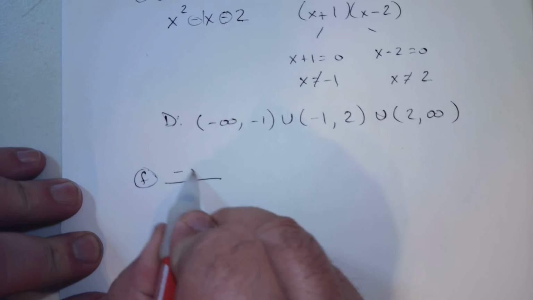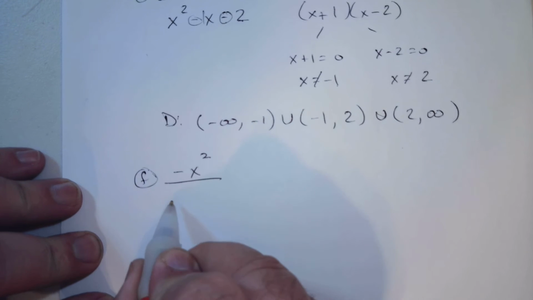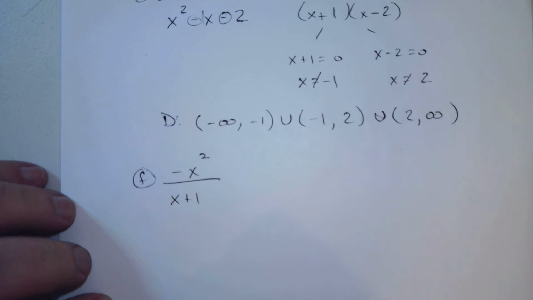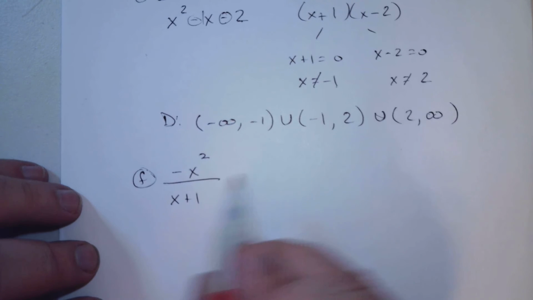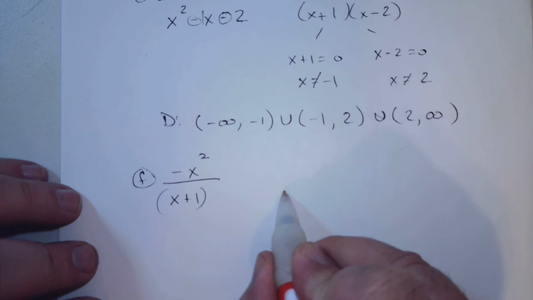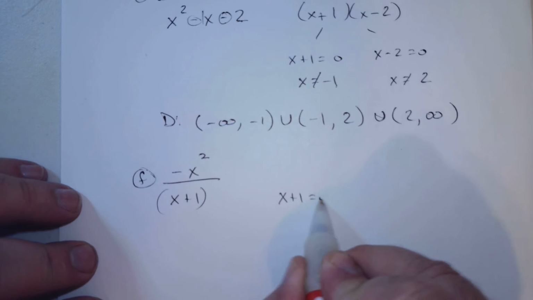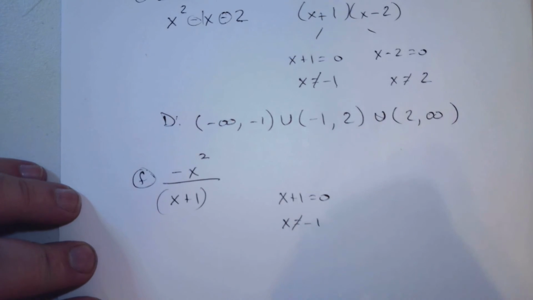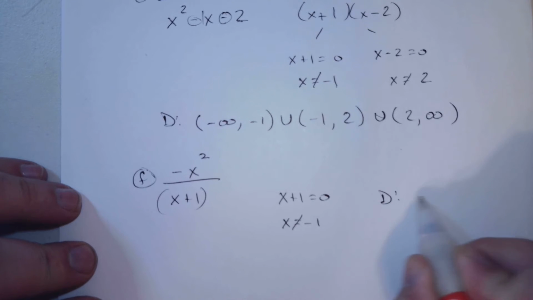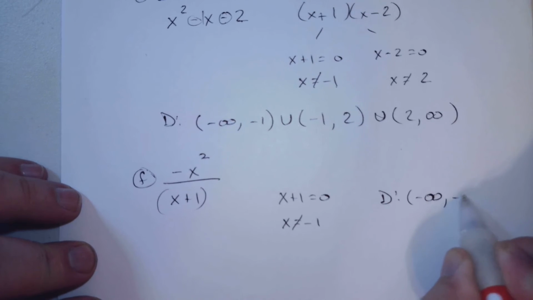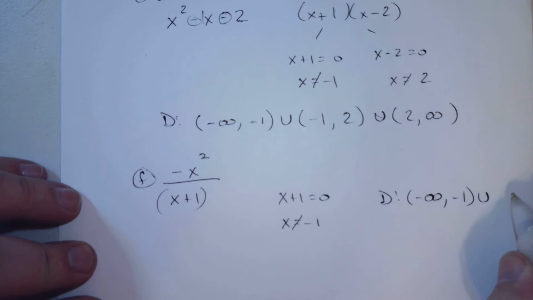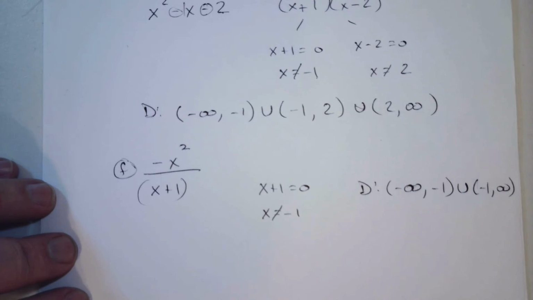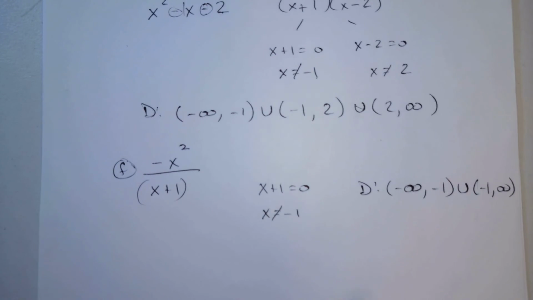And the last one. Alright, so we set the bottom equal to 0. So x equals negative 1. X cannot equal negative 1. So my domain is from negative infinity to negative 1, negative 1 to positive infinity. So that's how we figure out our domains.